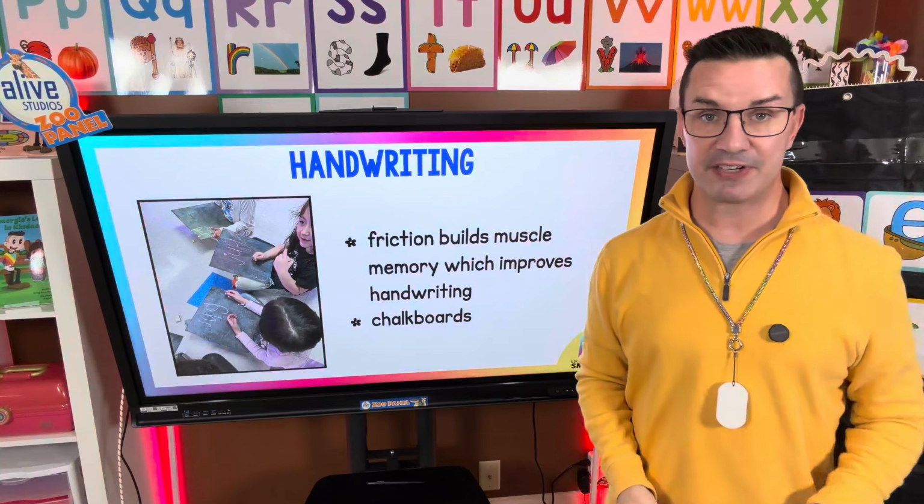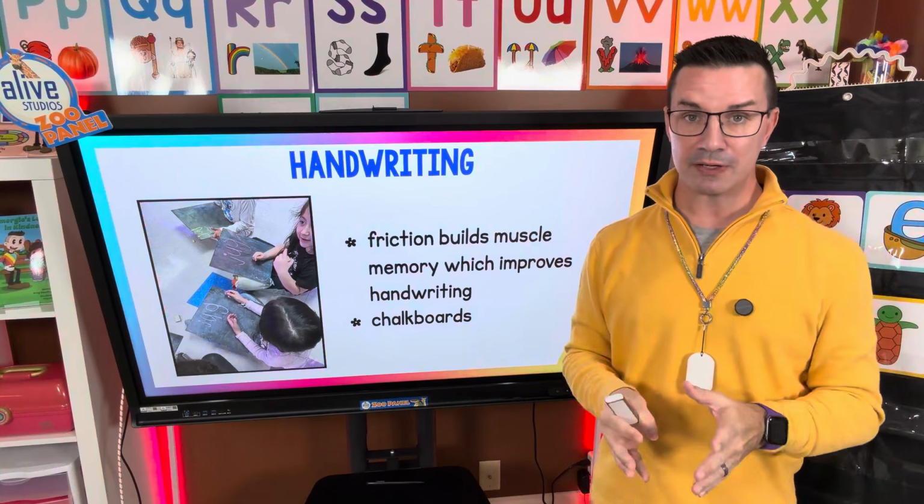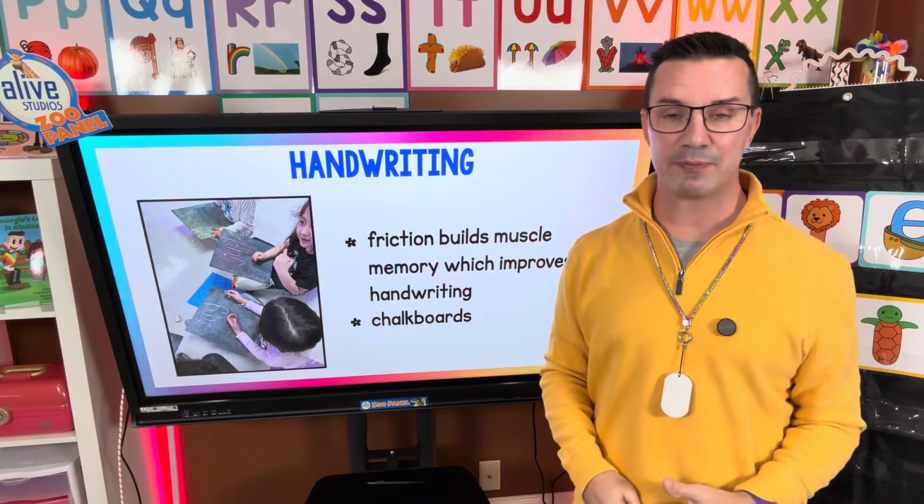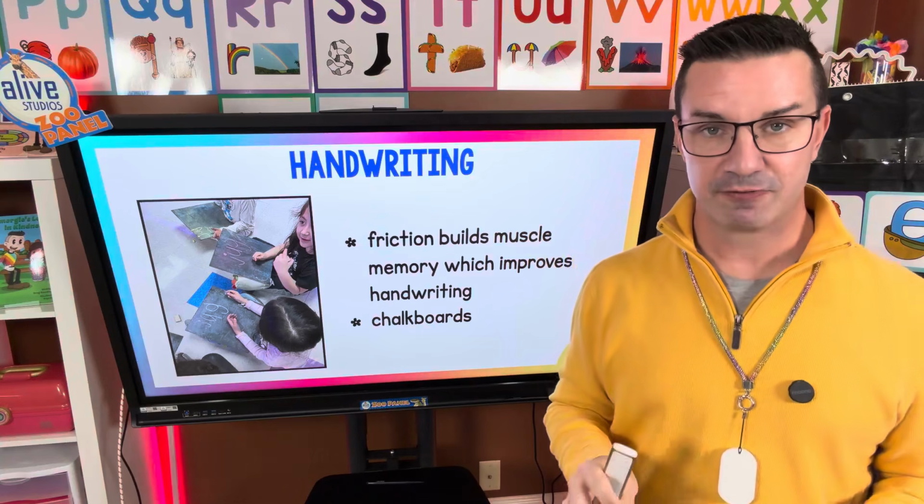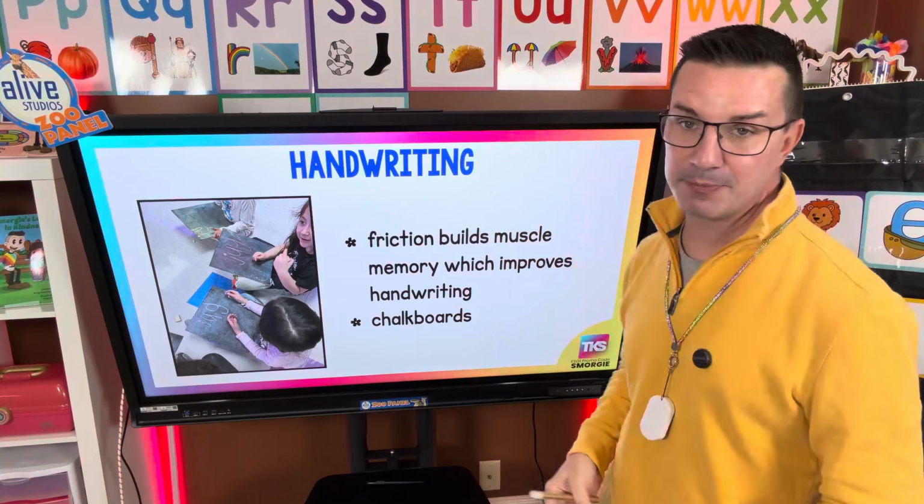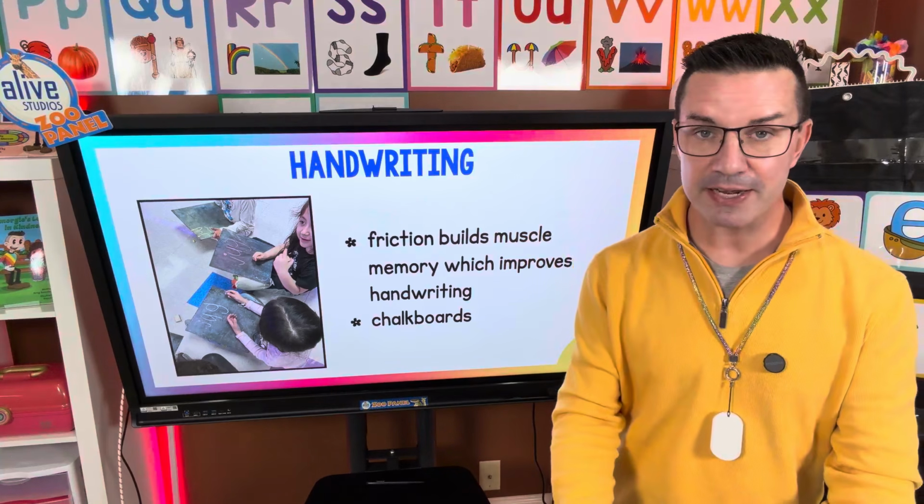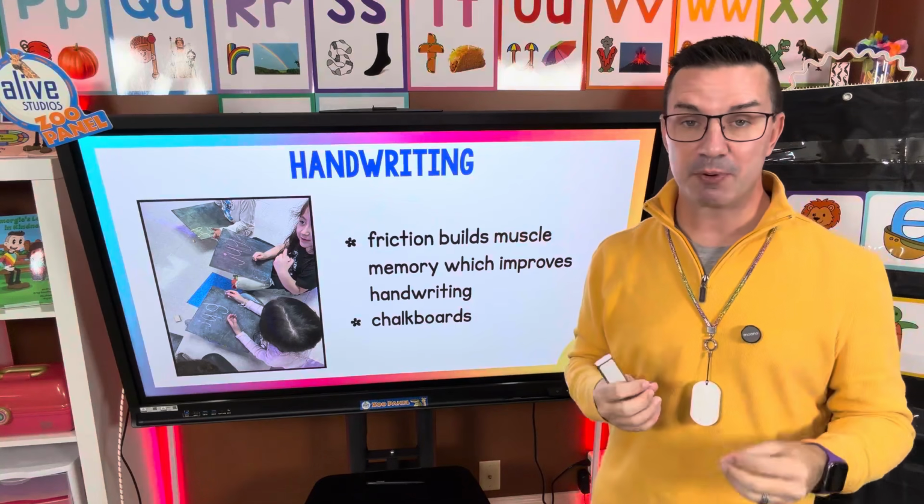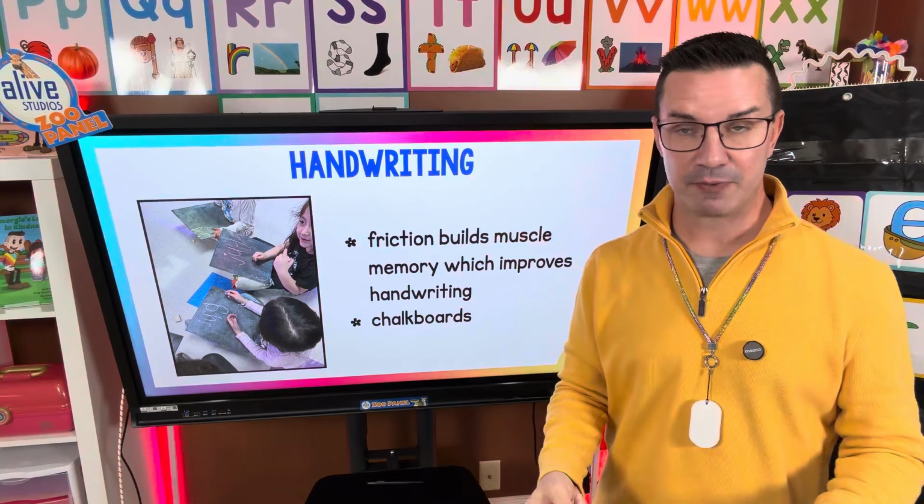So I'm going to give you a couple of tips for handwriting. Okay, so we're going to focus on it. We want it to be better. What can we do? Friction. Friction builds muscle memory. Muscle memory makes that handwriting fluent and automatic. It just helps the brain remember how to do it, right?